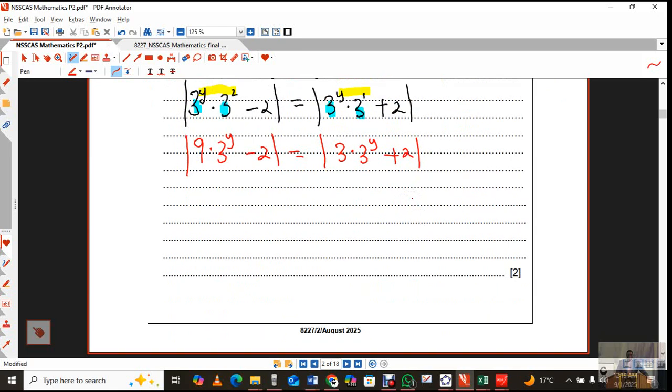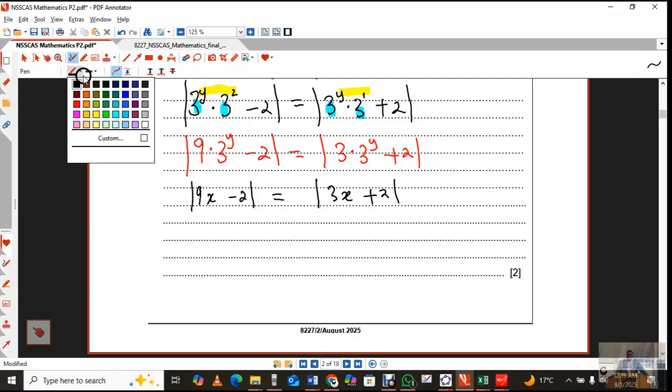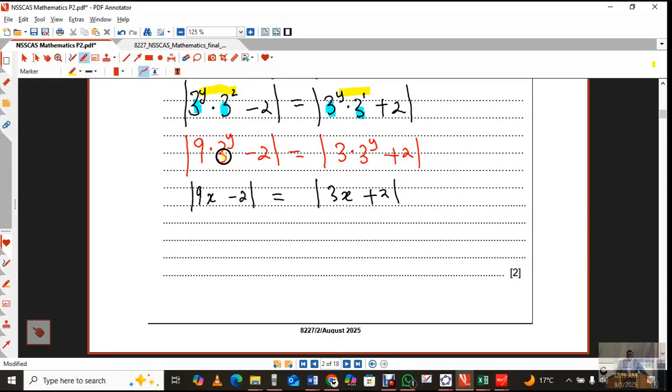If you compare, you have 9x minus 2 is equal to 3x plus 2. Having done that, you should definitely be able to realize that this value here of x can be equated with that value because it's everywhere going to be the same. It's like that 3^y is taking the value of x. So therefore, x will be equal to 3 raised to the power of y.